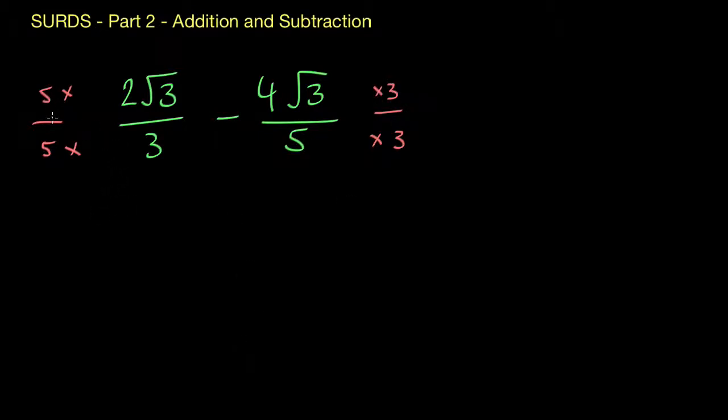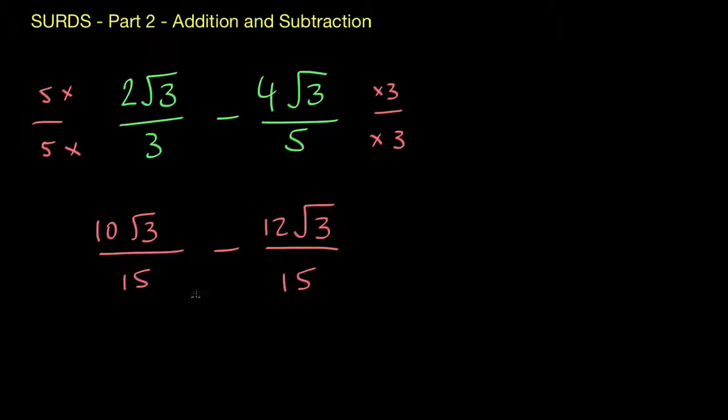Okay, so moving forward with that, 5 multiplied by 2, we don't multiply the surd, only that leading number, that coefficient there. 5 times 2 will become 10 root 3 over 5 times 3 is 15, minus, and then once again 4 times 3 gives you 12 root 3 over 15. So we've got 10 root 3 over 15, take away 12, that's going to give you minus 2 root 3 over 15.